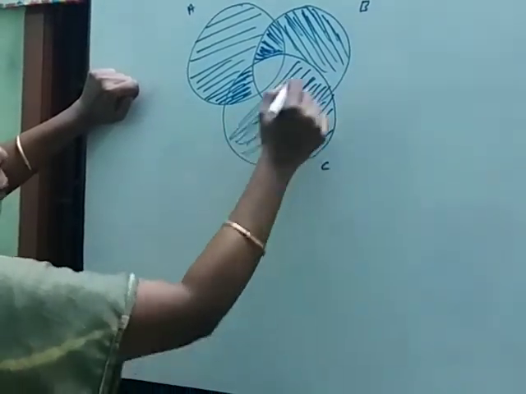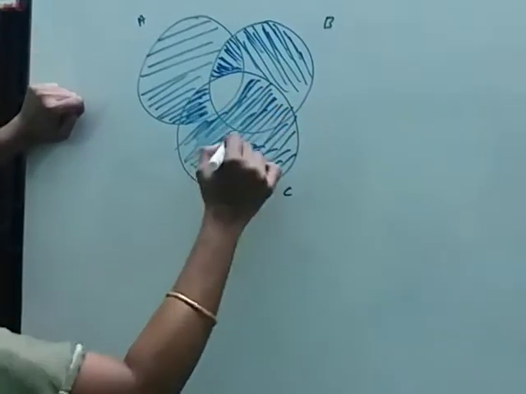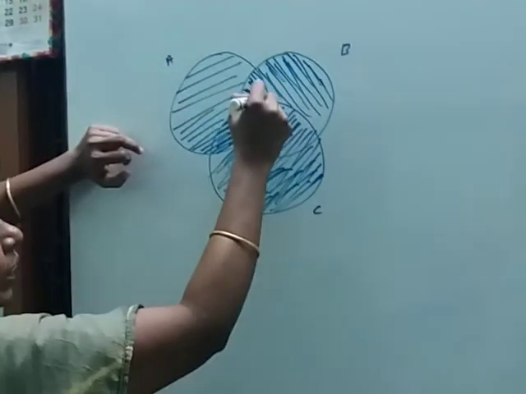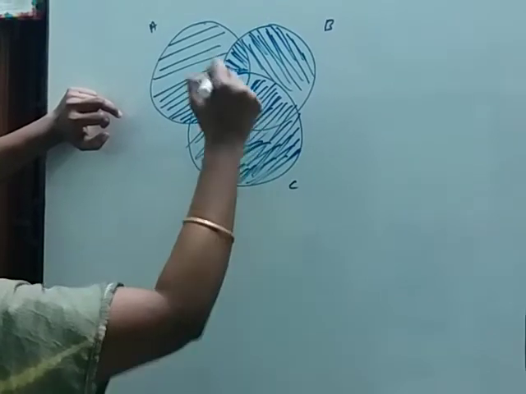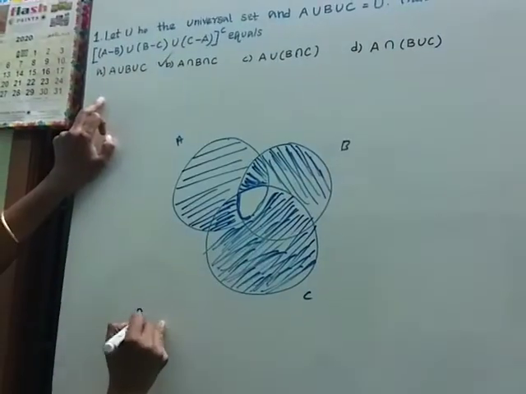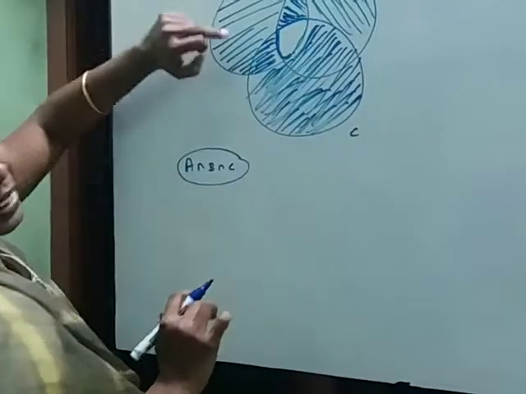The whole complement. So in this diagram, which part is not shaded? Here, this whole intersection, A intersection B intersection C, will be not shaded. So here the answer is A intersection B intersection C. From the diagram itself you get a clear idea. The answer will be A intersection B intersection C.